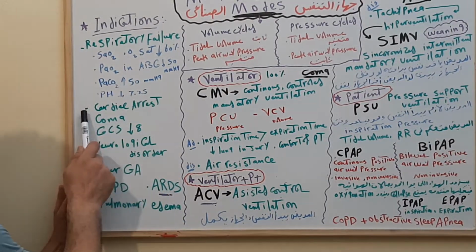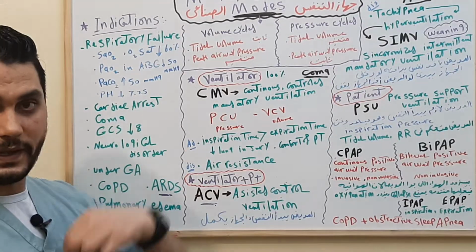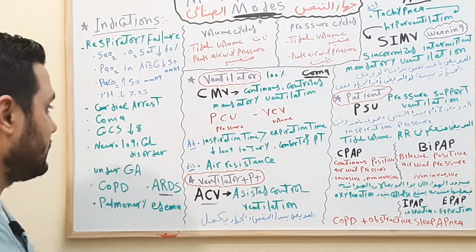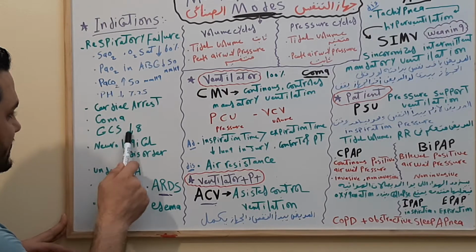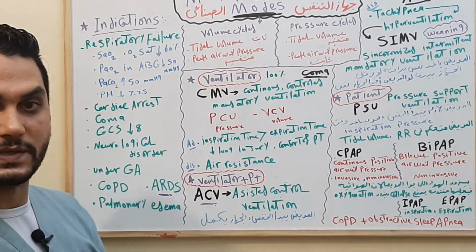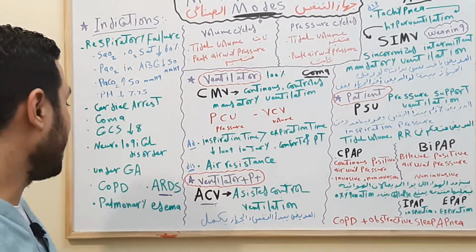The second thing is cardiac arrest. At the time of cardiac arrest, we need to put the patient on an intratracheal tube. Then, after the patient comes back, we can put the patient on a mechanical ventilator. If the patient is in a coma, or the Glasgow Coma Scale is below 8, the patient has lost his level of consciousness or is disoriented. So at this time, we put the patient on a mechanical ventilator.